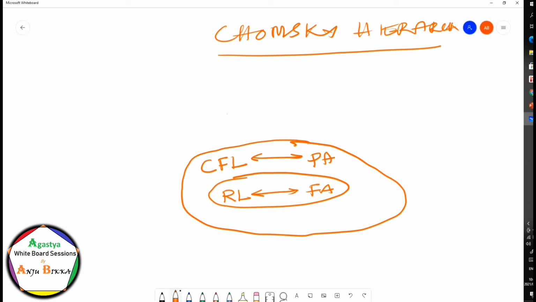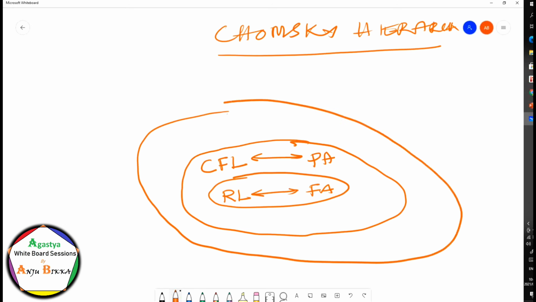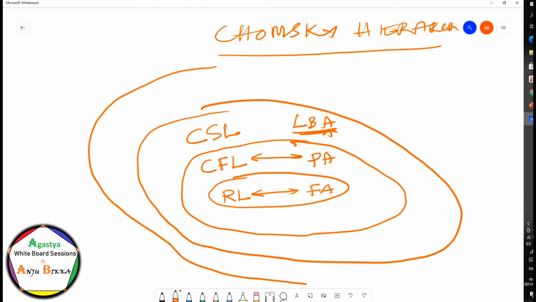Then we are moving one level up. Here, context-sensitive languages. From here, linear bounded automata. This is nothing but a Turing machine that halts. Next, we are moving one level up.